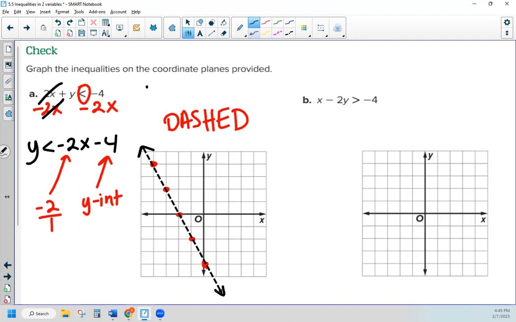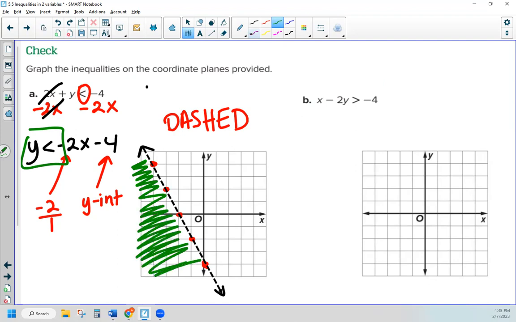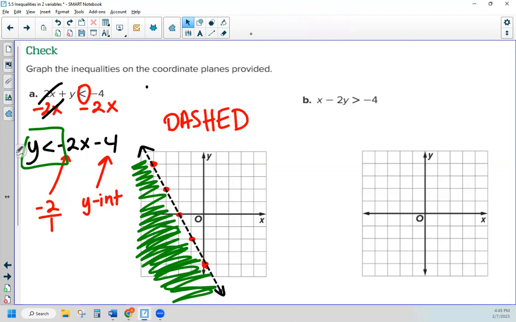And now I determine where my shading is located. Go ahead and look at your slope intercept form, just the first few parts here. Y is less than. Okay, less than the line means under the line, or in this case, to the left of it. Okay, and there we have it. A good practice would be to choose any point on the graph and test to see if the shaded part is indeed the part that makes it true.